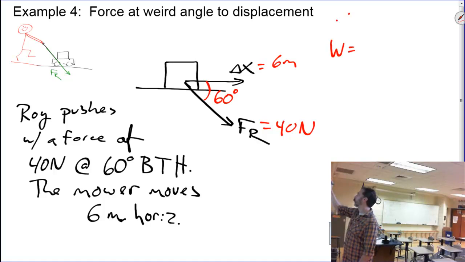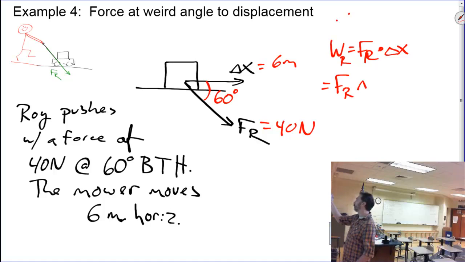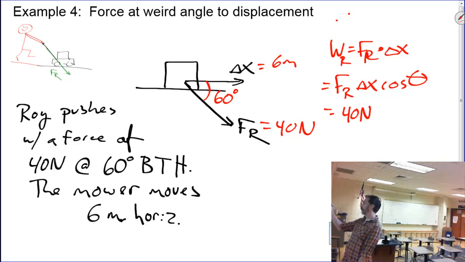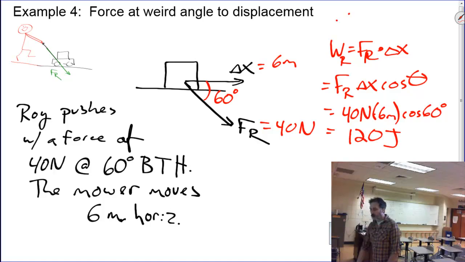The work done by Roy is equal to the force of Roy dot the displacement. Let's just do the equation. This is the same as the magnitude of the force of Roy times the displacement times the cosine of the angle between them. So that's 40 newtons times 6 meters times the cosine of 60 degrees. Grab your calculator and type this in. Cosine of 60 is a half, so 40 times 6 is 240, times a half is 120 joules. That's how much work he did.